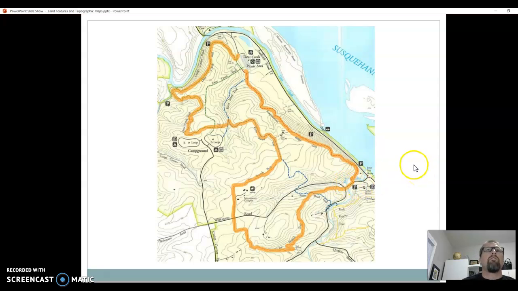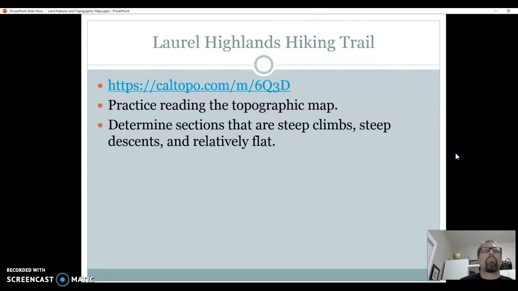After all, why do all this if you can't read a topographic map afterwards? So imagine you were riding your bike or walking along this path. I would like you to be able to identify where those different areas are.